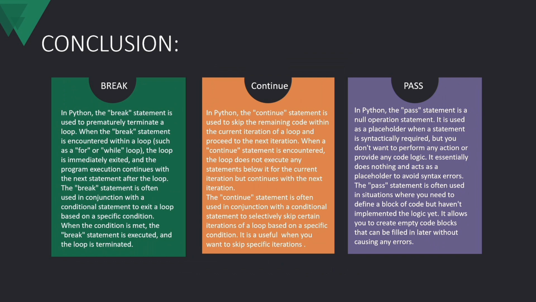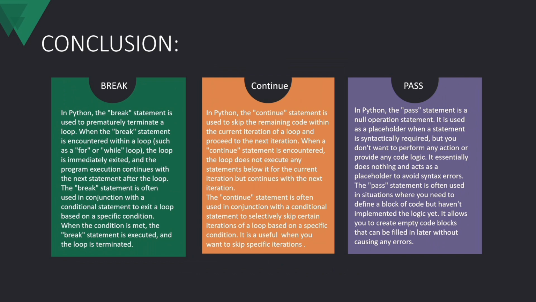Coming to the continue, in Python, the continue statement is used to skip the remaining code within the current iteration of a loop and proceed to the next iteration. When the continue statement is encountered, the loop does not execute any statements below it for the current iteration but continues with the next iteration. It is useful when you want to skip specific iterations.